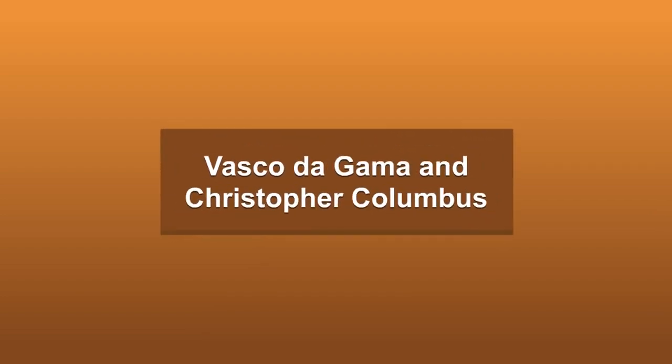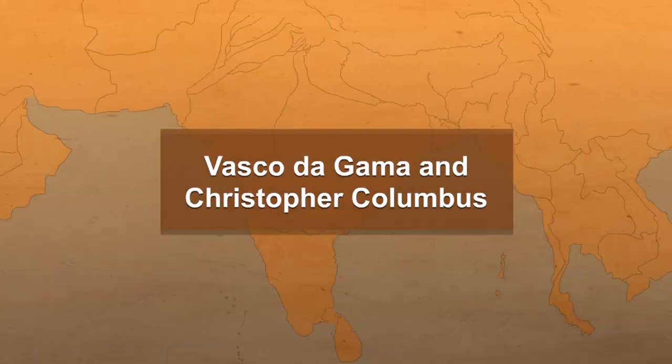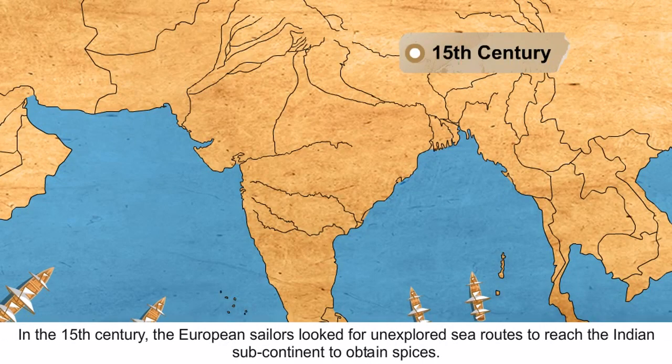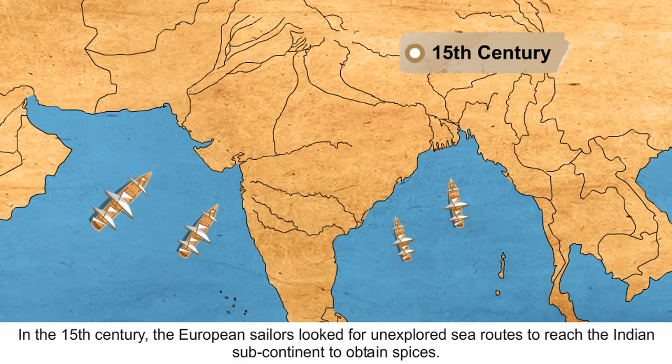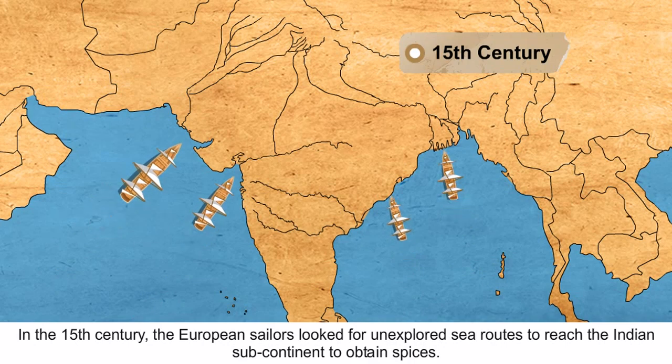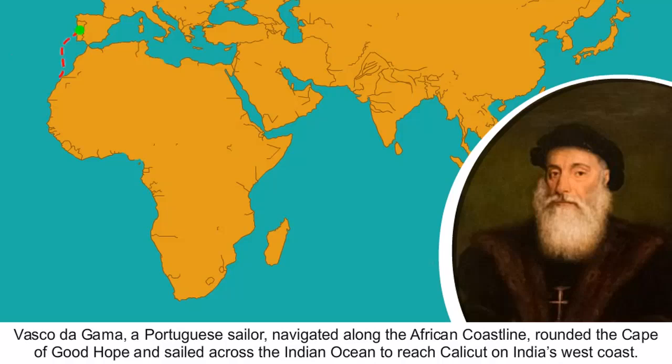Vasco da Gama and Christopher Columbus. In the 15th century, the European sailors looked for unexplored sea routes to reach the Indian subcontinent to obtain spices. Vasco da Gama, a Portuguese sailor, navigated along the African coastline, rounded the Cape of Good Hope and sailed across the Indian Ocean to reach Calicut on India's west coast.